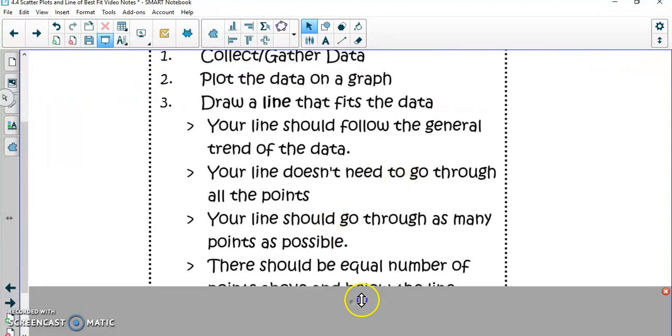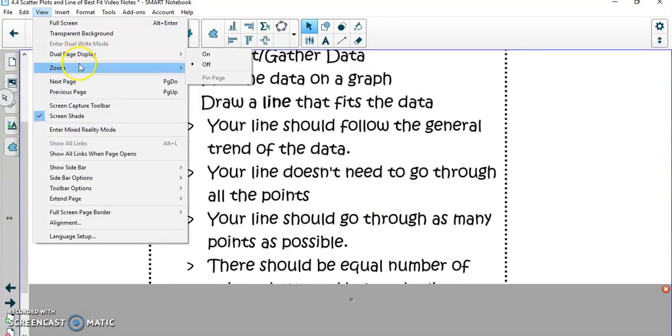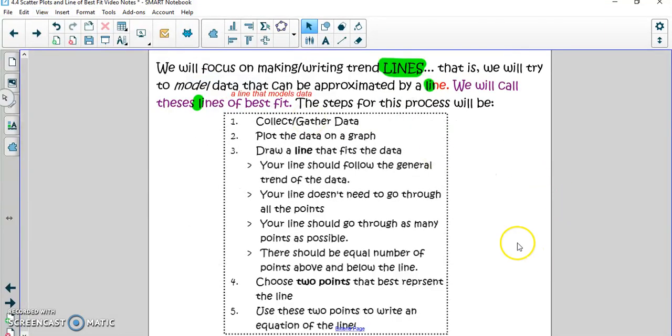When we were drawing that line, here are some guidelines for us. Your line should obviously follow the general trend of the data. It doesn't need to go through every single point as long as it matches the overall pattern. It should go through some points if possible, but again, it doesn't have to go through every single one. And if it's not going to go through every single point, we hope that the number of points above it and below it is about the same. Once we draw that line, we then have the ability to write the equation.